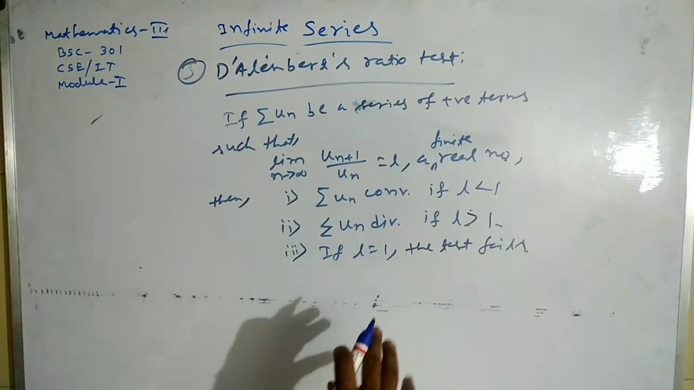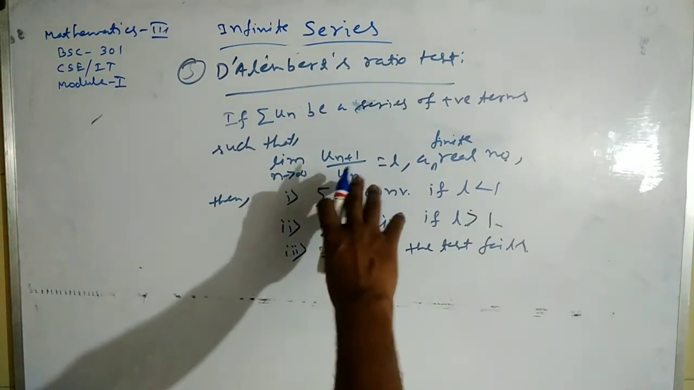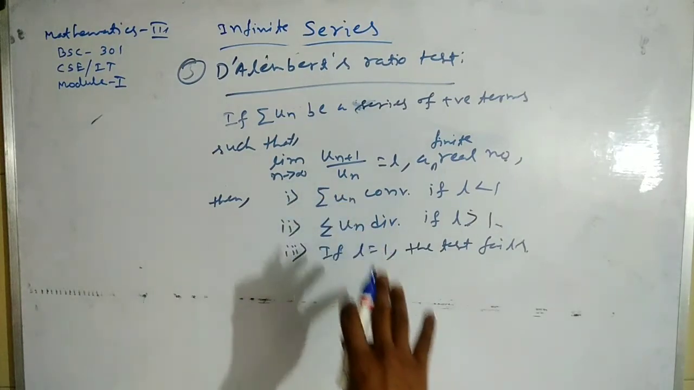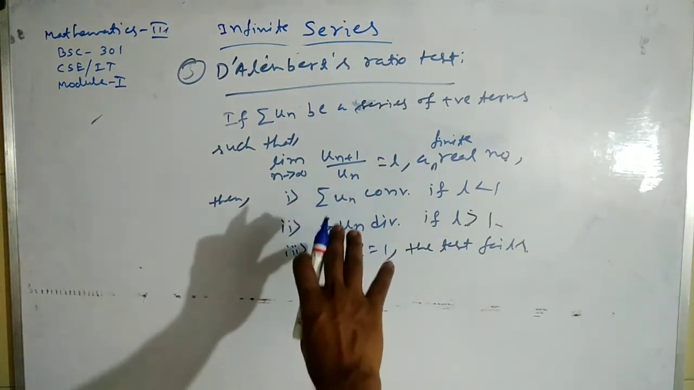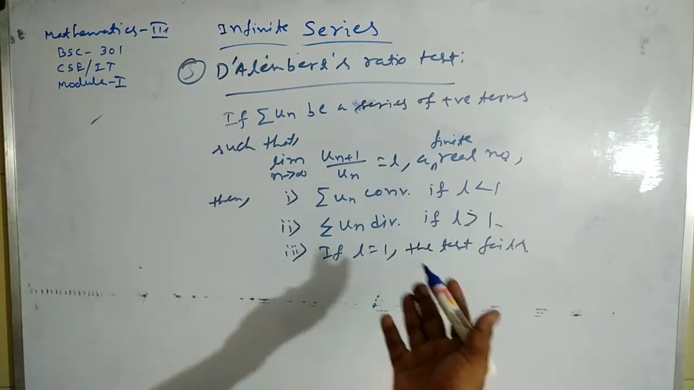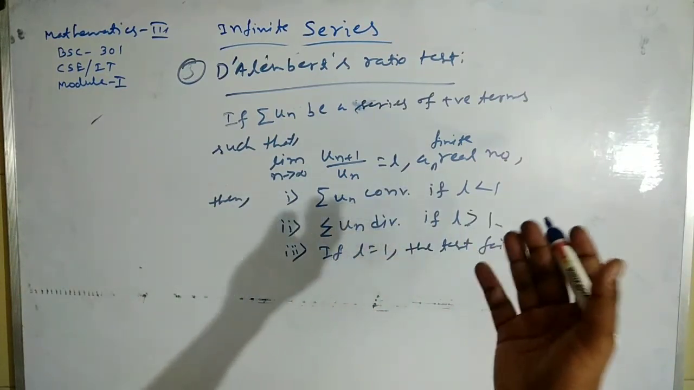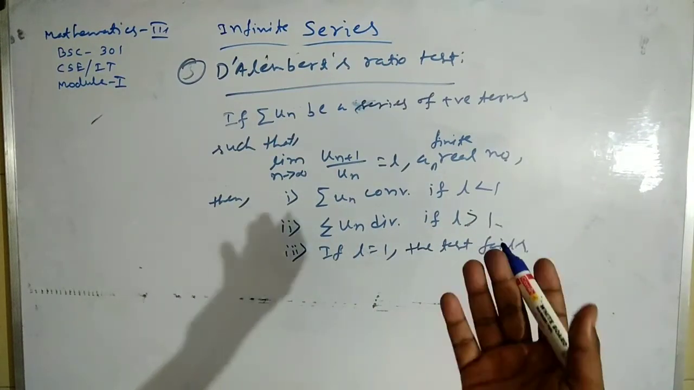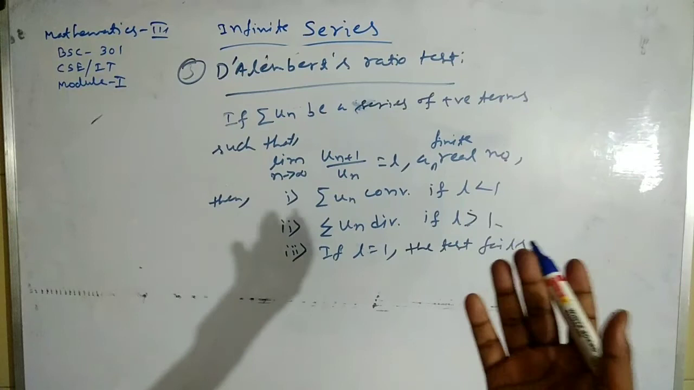Okay, so this form is different from Cauchy's root test. This will be un plus 1 by un. We have to find this limit. If the limit is a finite real number, then you have to check whether it is less than 1 or greater than 1, and according to that we can say that the series is convergent or divergent.